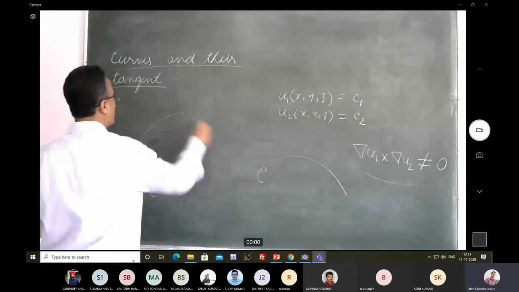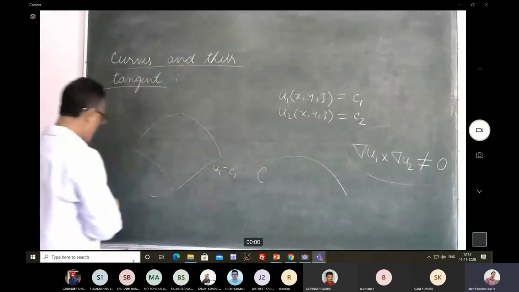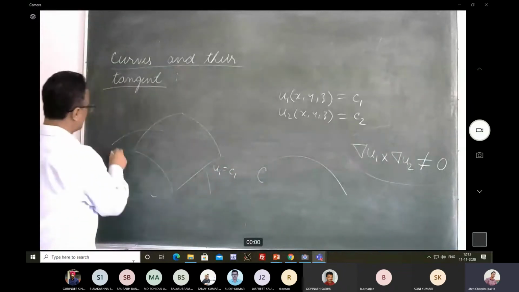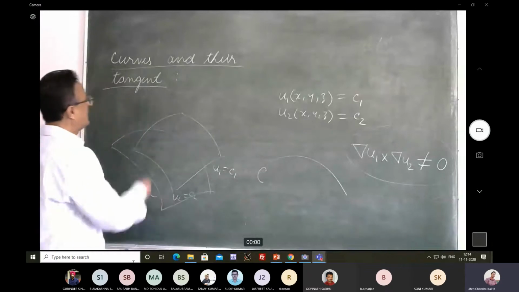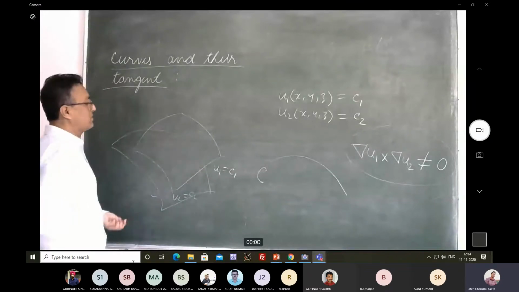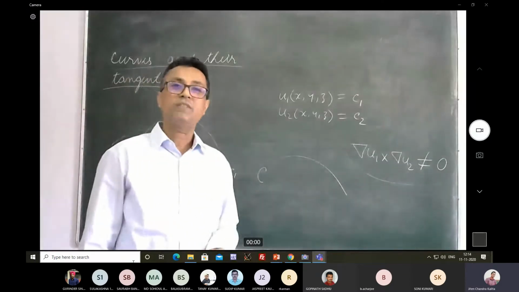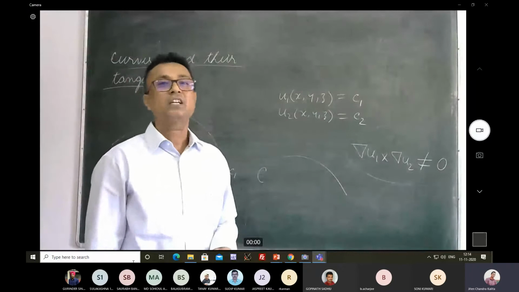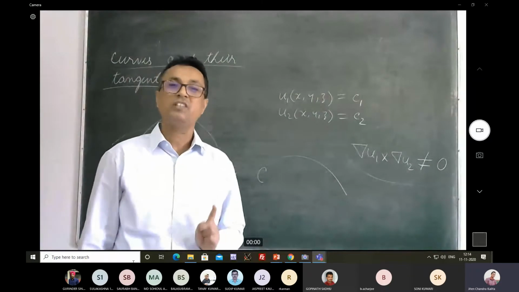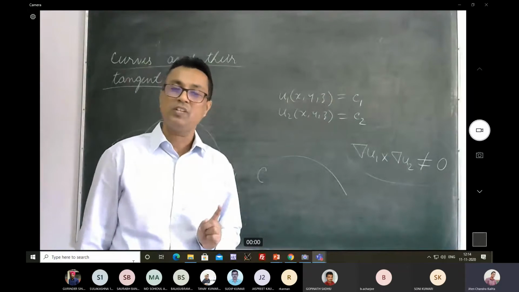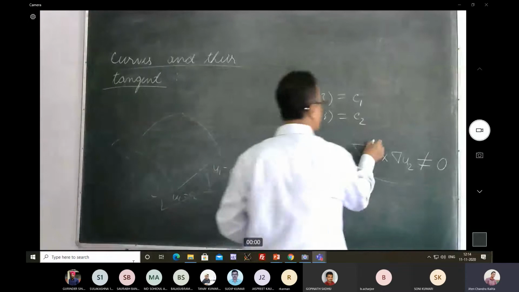Why that is so, before that, what we'll have to see. Suppose I have two surfaces, say this is U1 equal to C1, and suppose I have another surface, U2 equal to C2. If they have to intersect, then definitely the set of their points of intersection has to be non-empty, right? That is the very first prerequisite, isn't it? Fine.